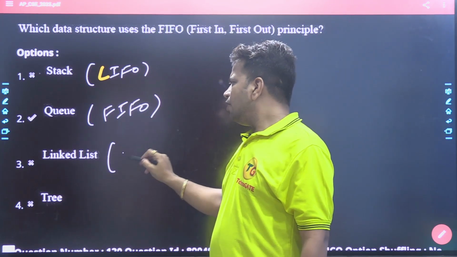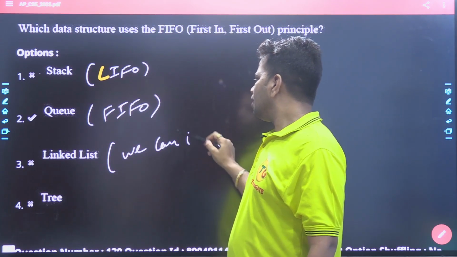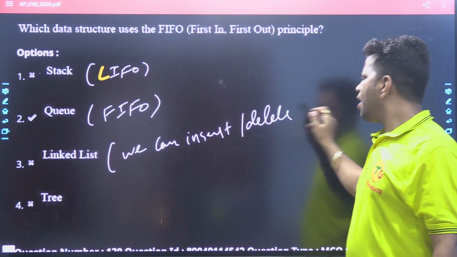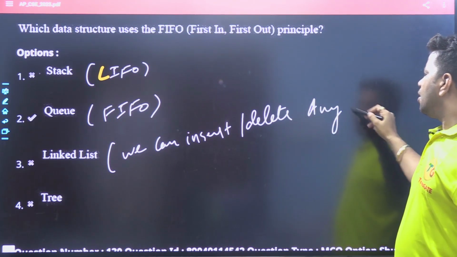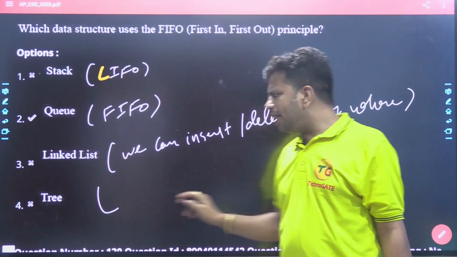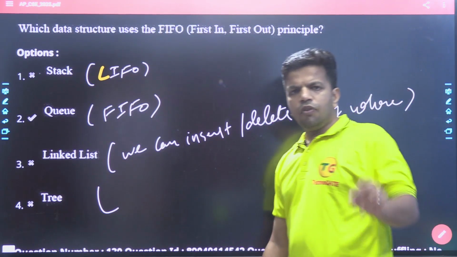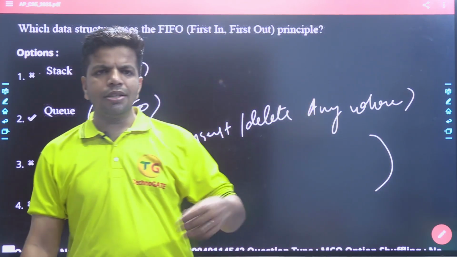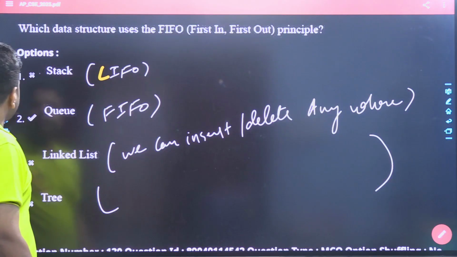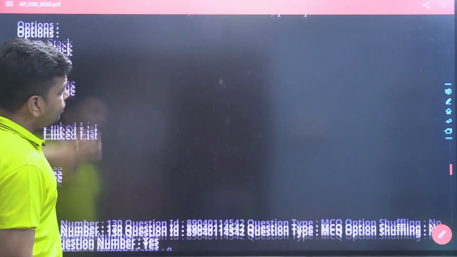In a linked list, we can insert and delete anywhere, meaning throughout the list we can perform the operation at any node. The same is true for the tree. There is no LIFO or FIFO. If you want to insert in the middle, you can; if you want to insert at the end, you can, as well as delete. Okay, let's move to the next one.